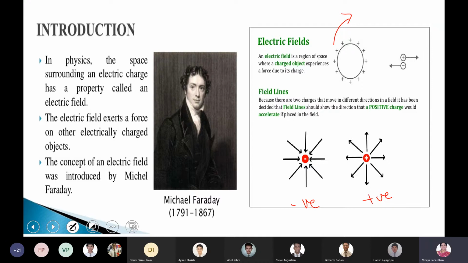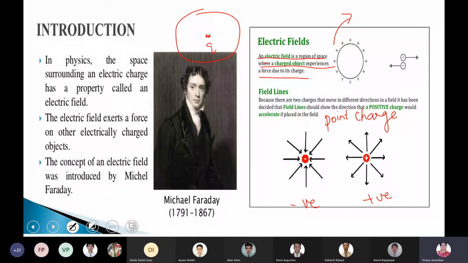So now if you have a point charge, it can be a negative point charge or a positive point charge. Now around any electric charge, there is a region in which the force due to the charge can be felt. Such a region is called an electric field. So what is an electric field? Electric field is a region of space where a charged object experiences a force due to a charge, or I can say any body can experience a force due to a charge.